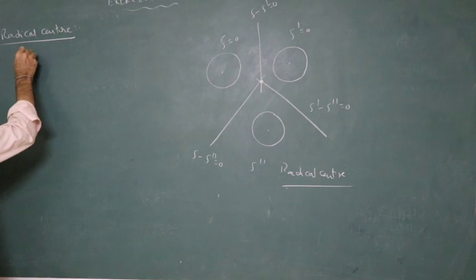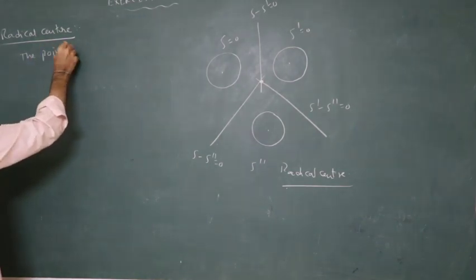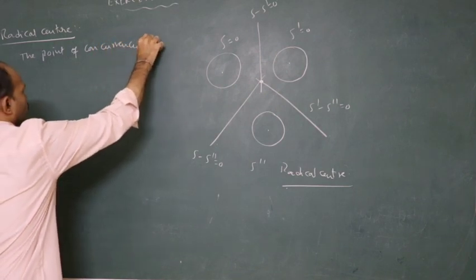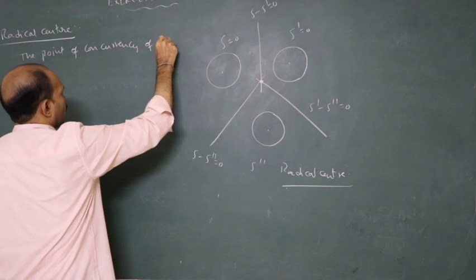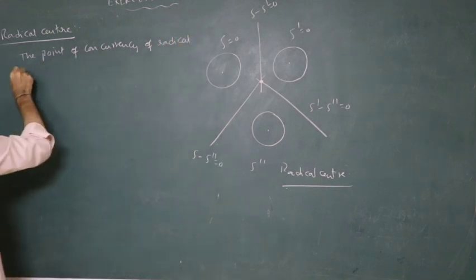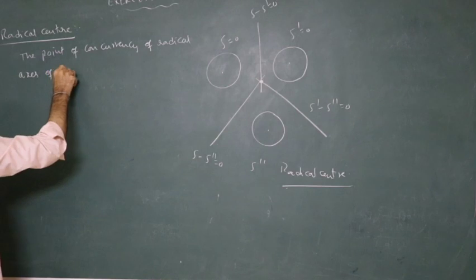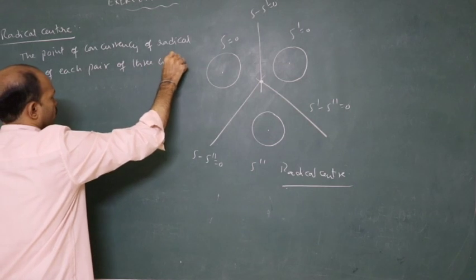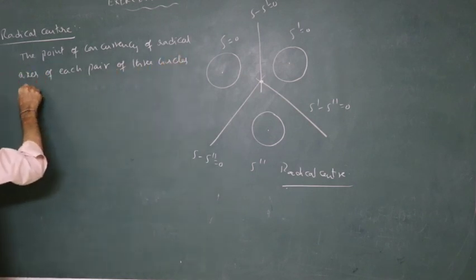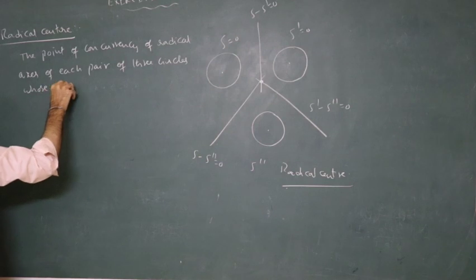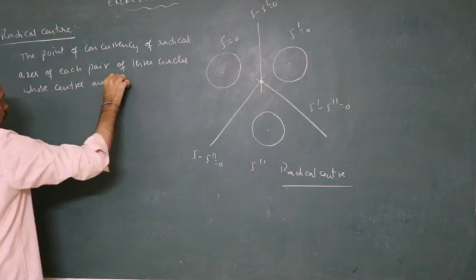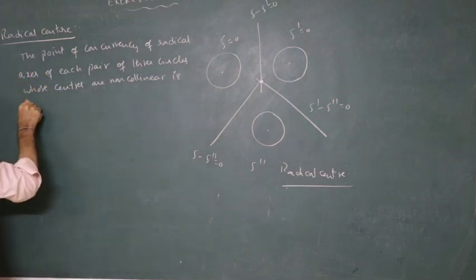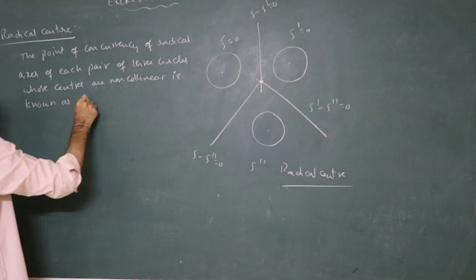The point of concurrency of radical axis of each pair of three circles whose centers are non-collinear is known as radical center.